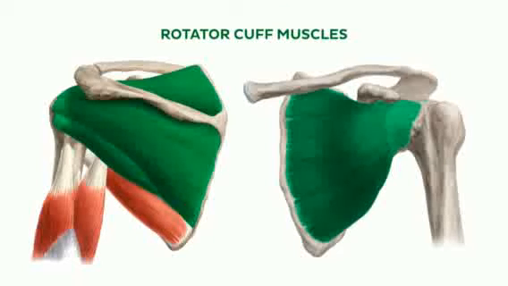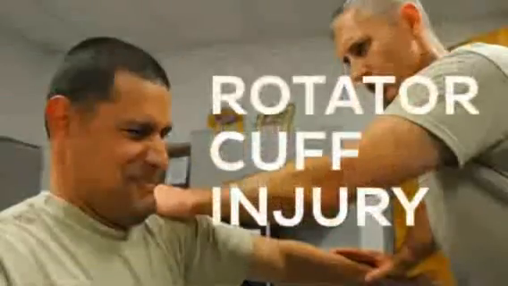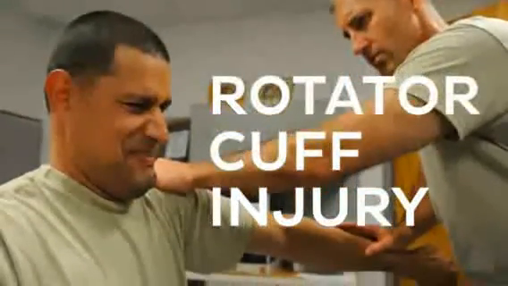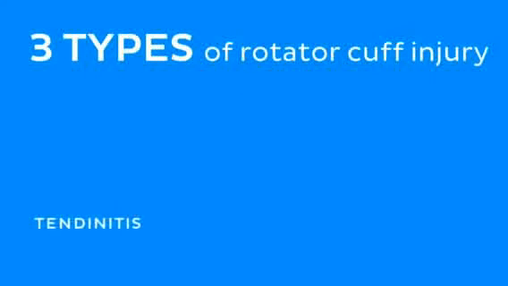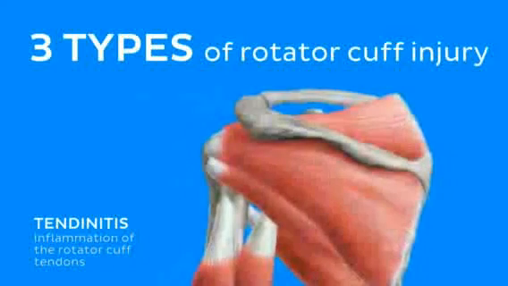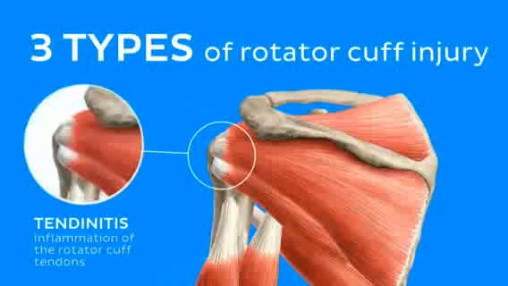And for those of you who work out, play sports, or physically use your arms a lot in your work, you're probably very familiar with the term rotator cuff injury. There are 3 main types of rotator cuff injury. Tendinitis, which is usually caused by overuse of the rotator cuff. This results in inflammation of the rotator cuff tendons.